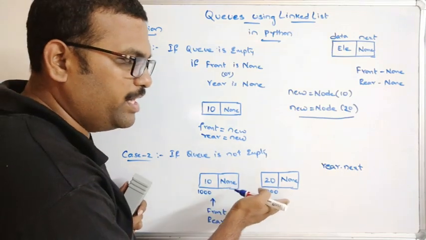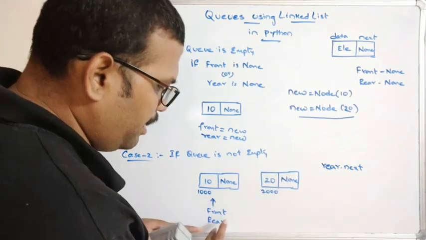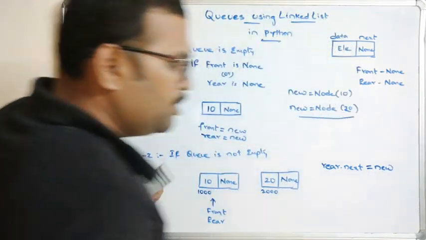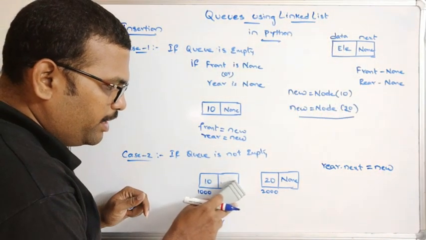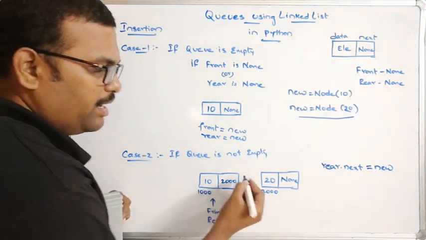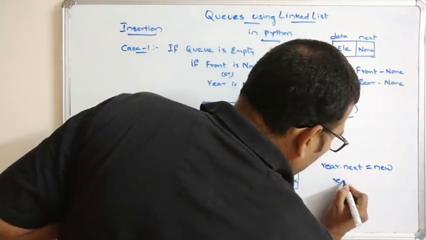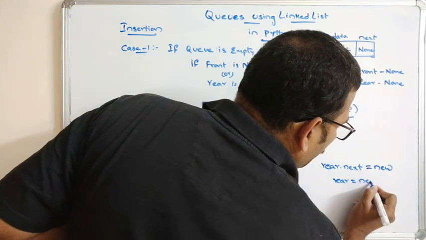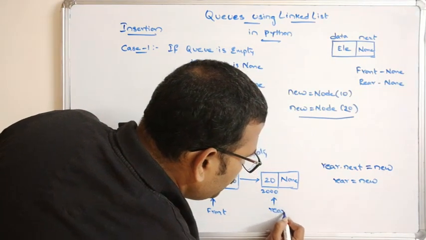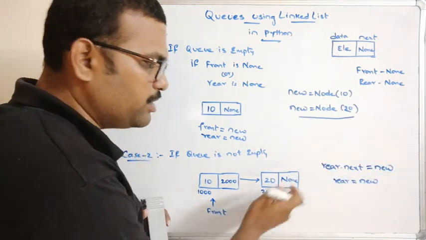But if you are having two elements, then front dot next means this element will be modified, right? So let me explain this one. Rear dot next is equal to new. So obviously this none will be replaced with 2000. So if 2000 is here, there is a link established between these two nodes. Now what we have to do? Rear is equal to new. So here the rear will be pointing in this place. That's it. So simply rear dot next equal to new and rear is equal to new.